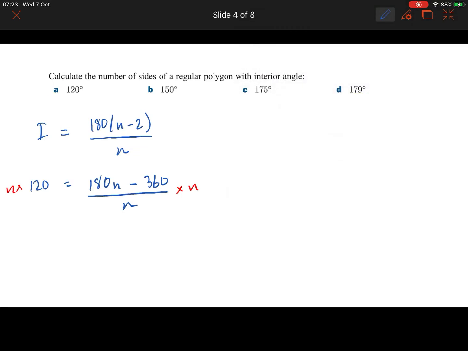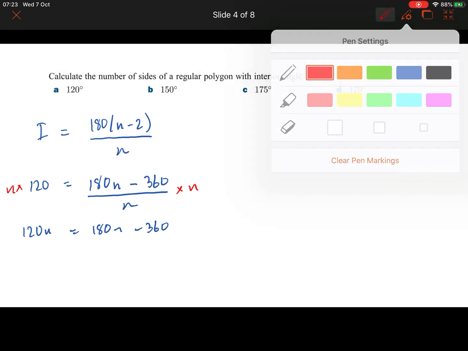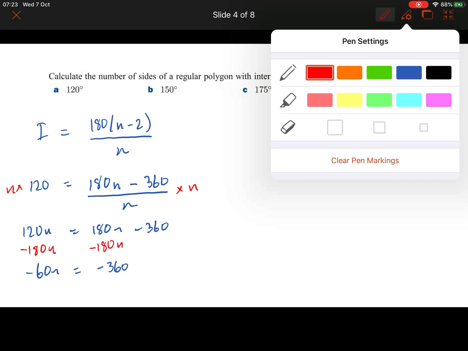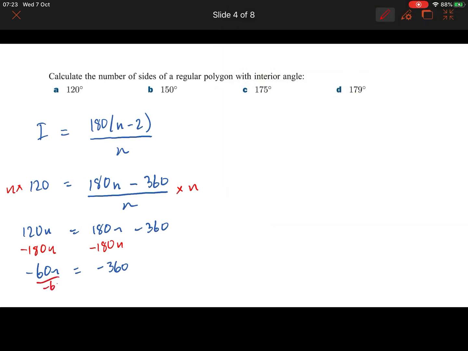Okay, it's just a linear equation. Should be nice and easy. 120n equals 180n minus 360. Now we're going to subtract 180n from both sides. So negative 60n equals negative 360. Now simply divide both sides by negative 60.